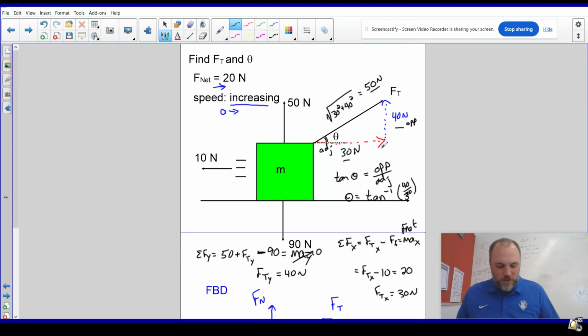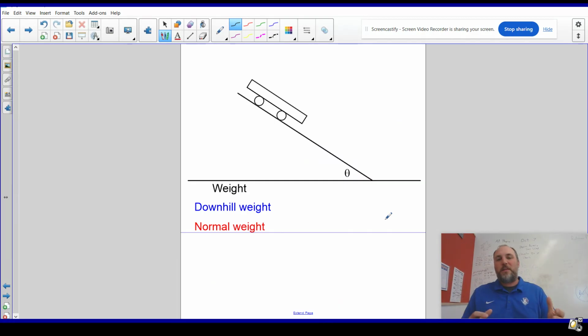Just make sure that you are in degree mode. So hit your calculator, hit mode, and make sure you have degrees selected and not radians. I'm going to do an inverse tangent of 40 over 30, and I'm coming up with about 53.13 degrees. Okay, so I found both of the components of the tension, which allow me to resolve the actual two-dimensional tension. It's 50 newtons at an angle of 53.13 degrees from the horizontal. Anytime we see those two-dimensional vectors, we know we want to break them up.